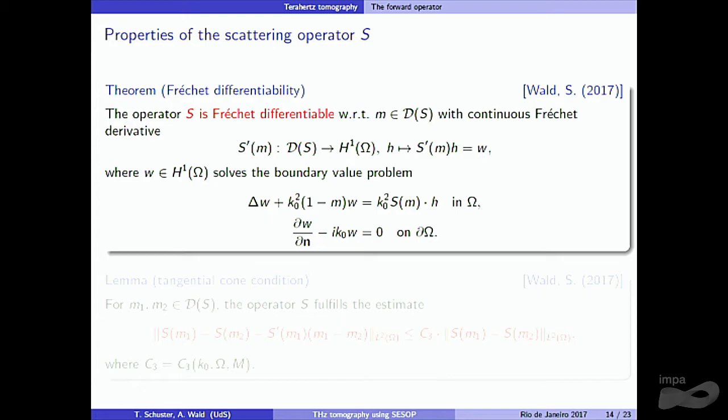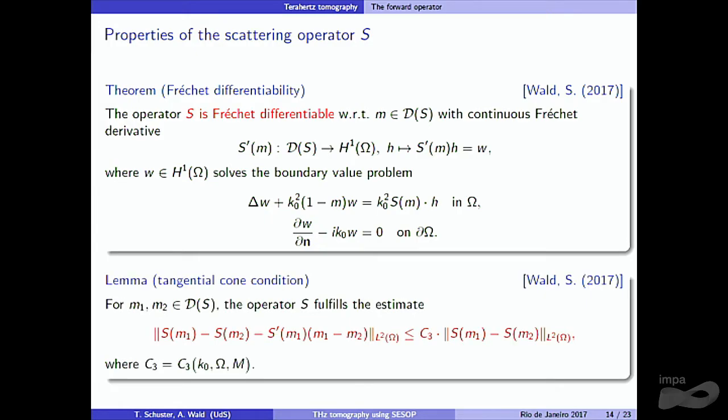And this is done by standard arguments. You first compute the Gateaux derivative, and then you show that it's even a Fréchet derivative. And doing so, you see that this derivative here is given as a solution of this linear problem. Any h is mapped to the solution w of this problem, which is the so-called dual problem to our boundary value problem. And of course, this problem has a unique solution.